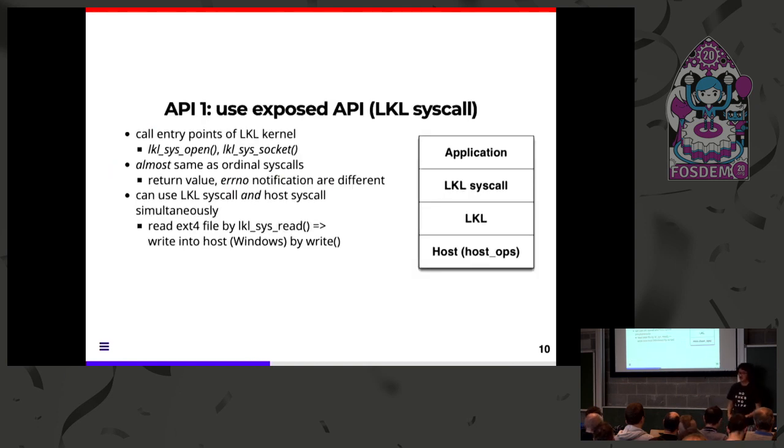So the first API is the LKL system call raw API. If you have an application and you want to use LKL, you have to rewrite the system call part of your application by replacing the symbols, like from socket to the LKL sys prefixed one. So this API is slightly different from the typical standard POSIX API, because these are the entry points of the Linux kernel. So the error number and the return values are slightly different from the POSIX API.